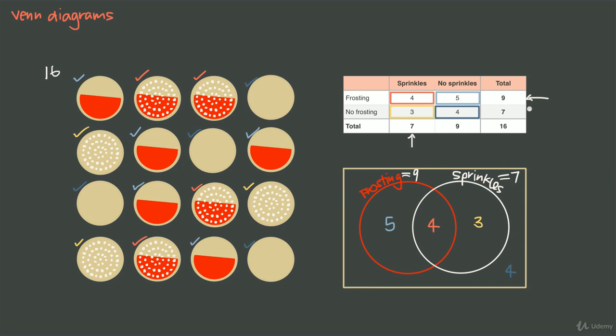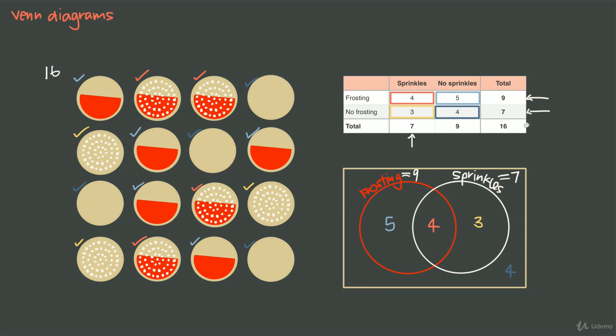To get my total for no frosting of 7, I just want to add up everything that's outside of the frosting circle. So I know that everything inside of the frosting circle is 5 and 4. These have frosting on them. I ignore those. All of the numbers in my Venn diagram that are outside of the frosting circle are the 3 here and the 4 here. So there are 7 cookies outside of the frosting circle, which means there are 7 cookies with no frosting, which matches our table.